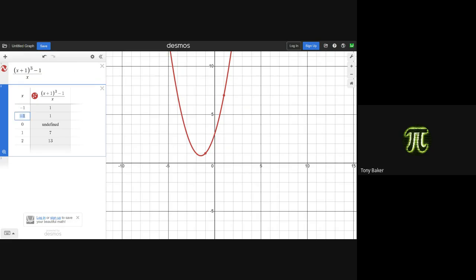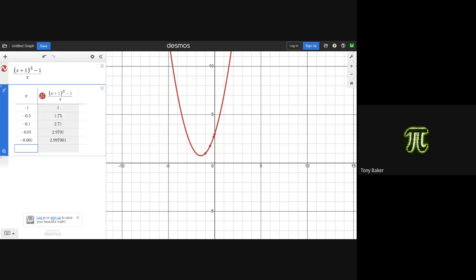So -1, -0.5, -0.1, and then we can keep adding points. So on this table, you do not have to sit there and type all the numbers in one at a time. Use the table feature of the calculator to make your life a little bit easier.